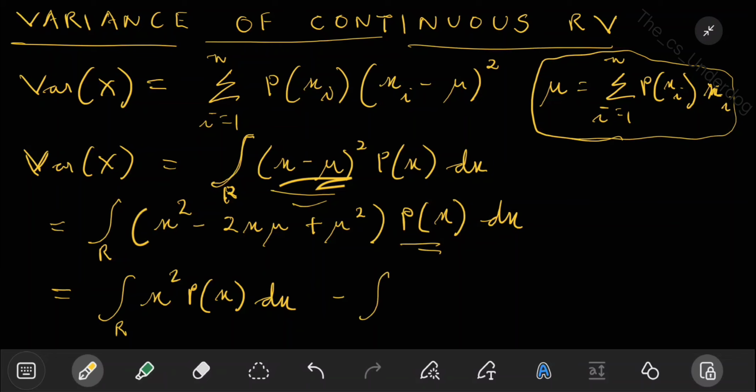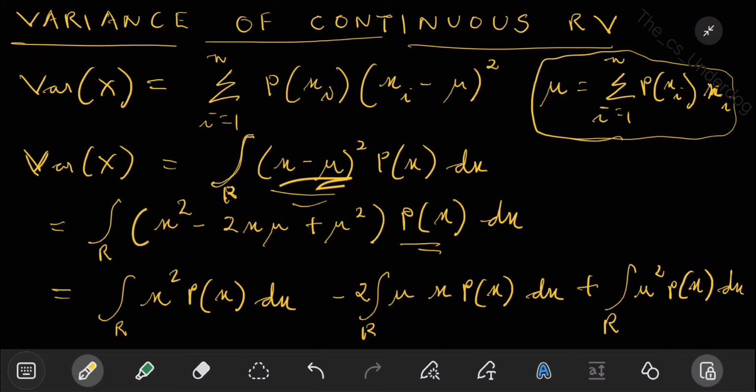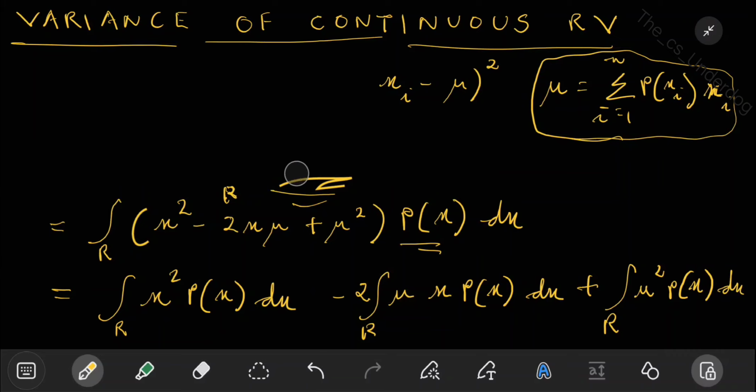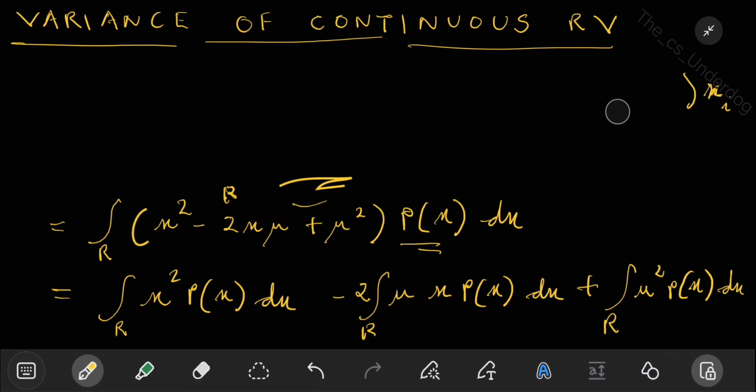The second term, what will it become? Over the range R, I'll take 2 outside, mu into x into p of x dx. Plus the integral over the range R, and this last term will become mu square into p of x dx. How can I further simplify this? I'll erase this from over here and we'll write it on the top. So I'm writing the remaining steps on the top.